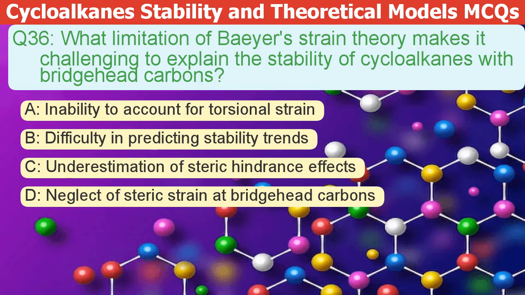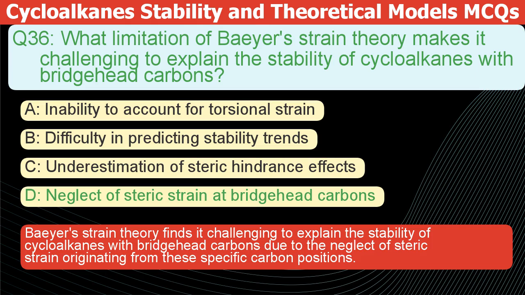What limitation of Bayer's strain theory makes it challenging to explain the stability of cycloalkanes with bridgehead carbons? A. Inability to account for torsional strain. B. Difficulty in predicting stability trends. C. Underestimation of steric hindrance effects. D. Neglect of steric strain at bridgehead carbons. The correct answer is D. Bayer's strain theory has trouble explaining the stability of cycloalkanes with bridgehead carbons. It ignores steric strain from those specific carbons.